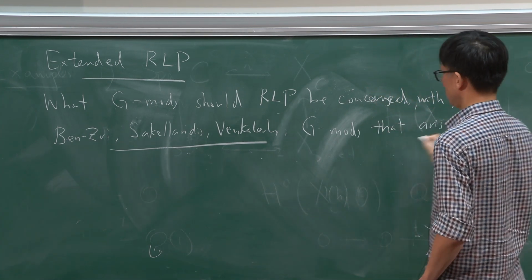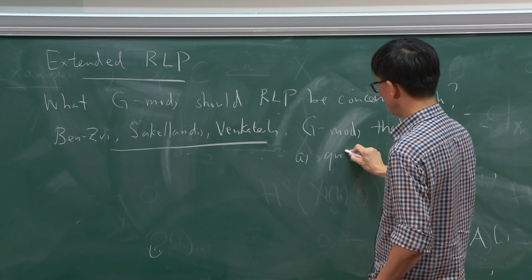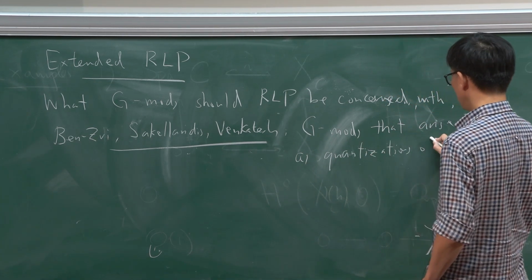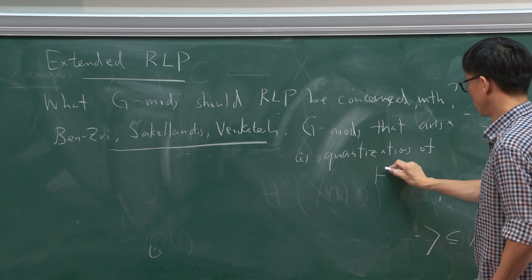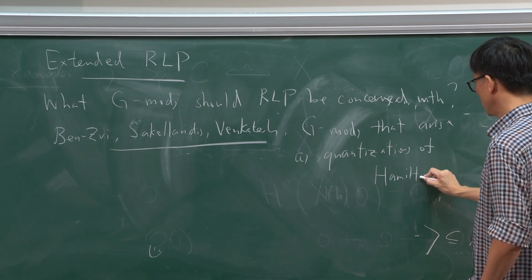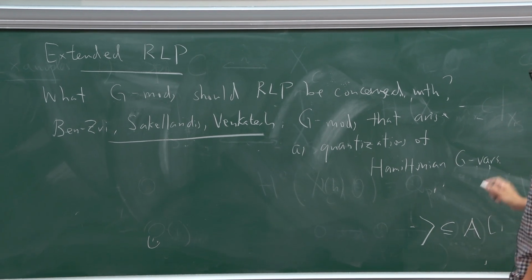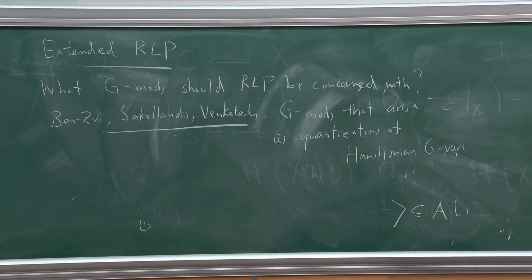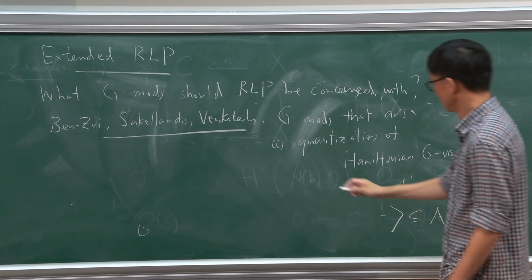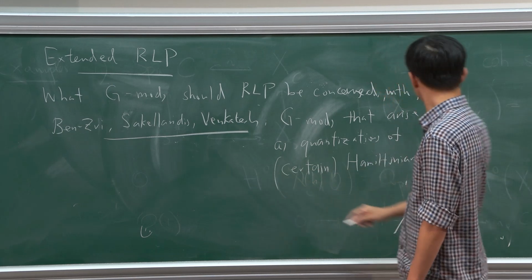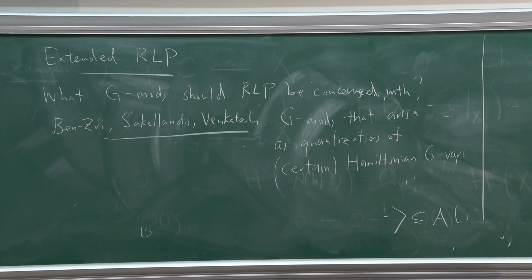arise as quantizations of Hamiltonian G-varieties. Okay. Good Hamiltonian G-varieties. Yes, certain ones. Okay, I'll quickly give some examples.